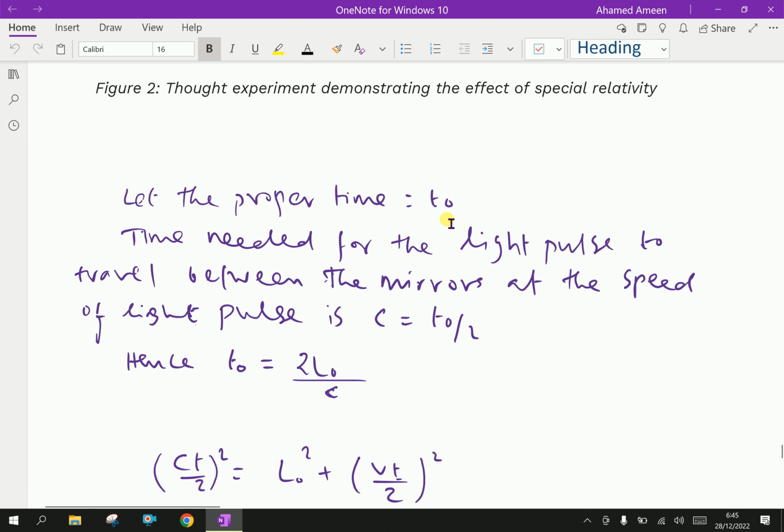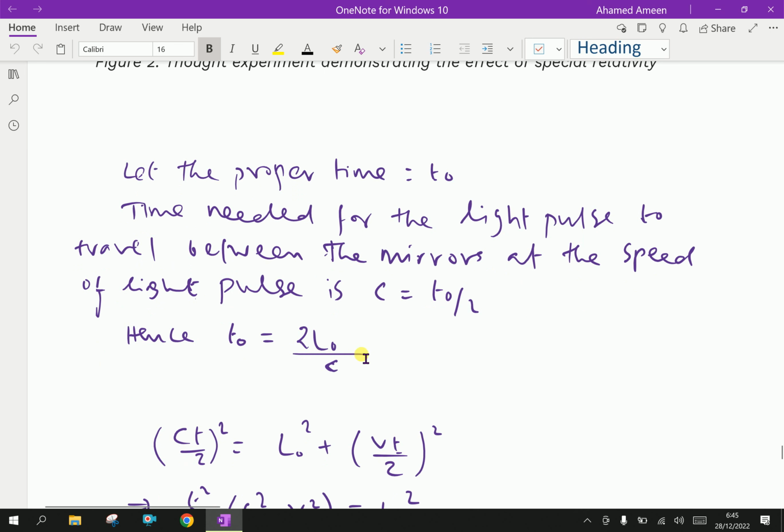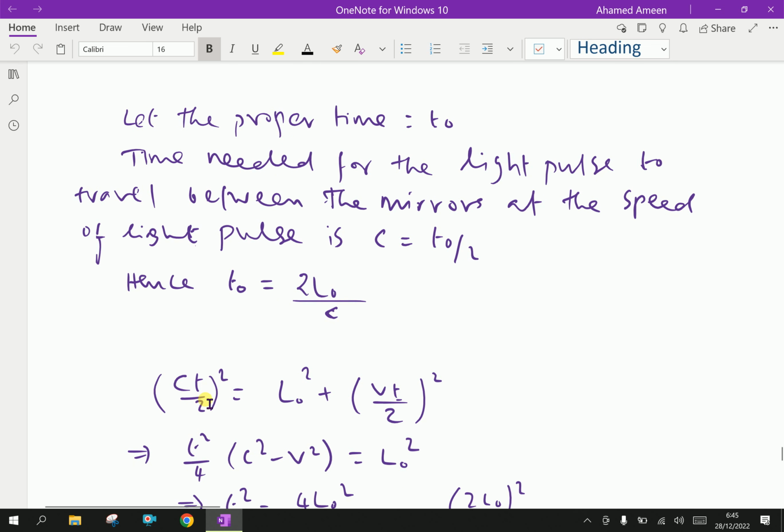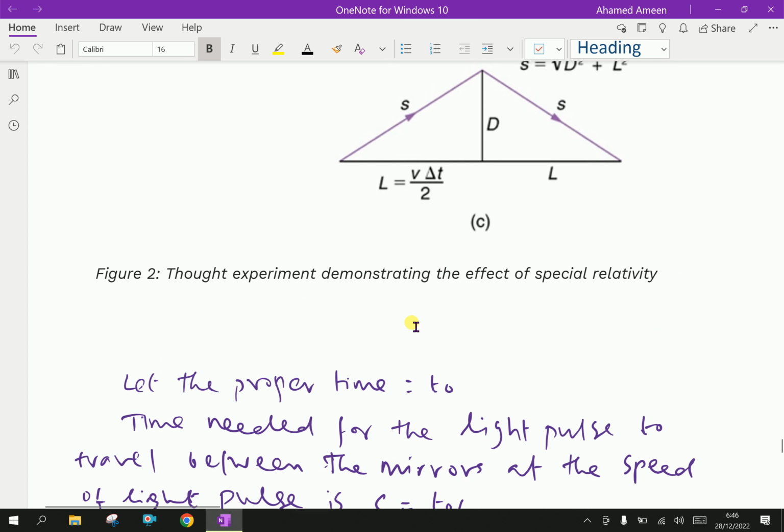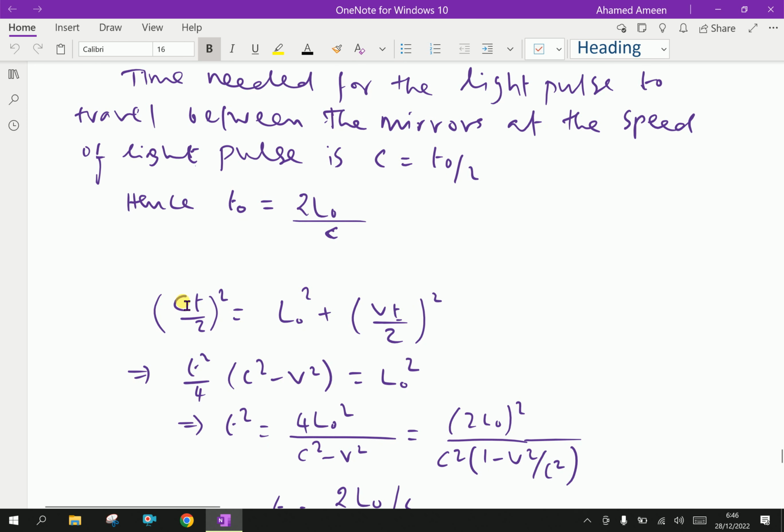Let the proper time be t0. The time needed for the light pulse to travel between the mirrors at the speed of light c is t0 by 2. Hence t0 is 2L0 by c, because length by speed is time. Squaring both sides, we get (ct by 2) whole square equal to L0 square plus (vt by 2) whole square. Now opening the brackets, that is c square t square by 4 on this side, and L0 square plus v square t square by 4 on the other side. Then taking out the common factor t square by 4, we get c square minus v square, equal to L0 square.